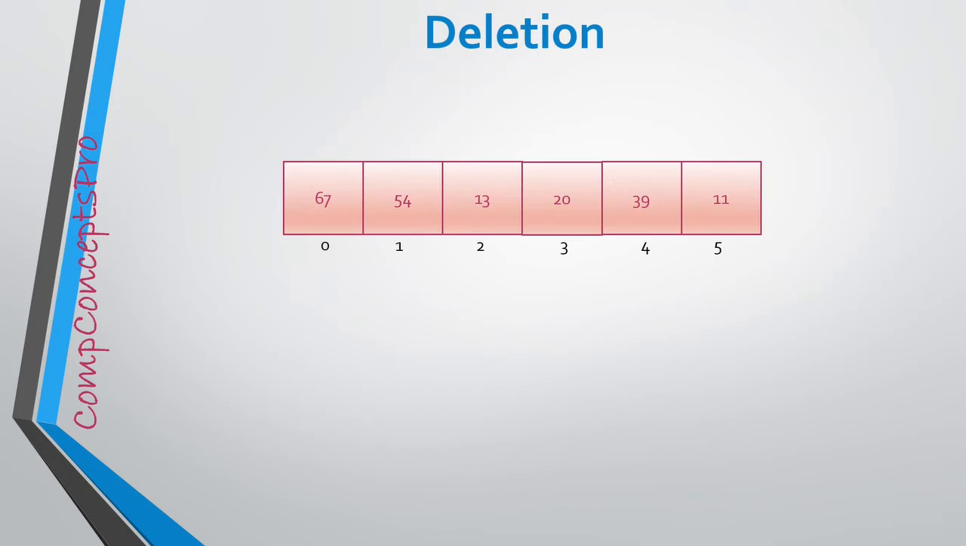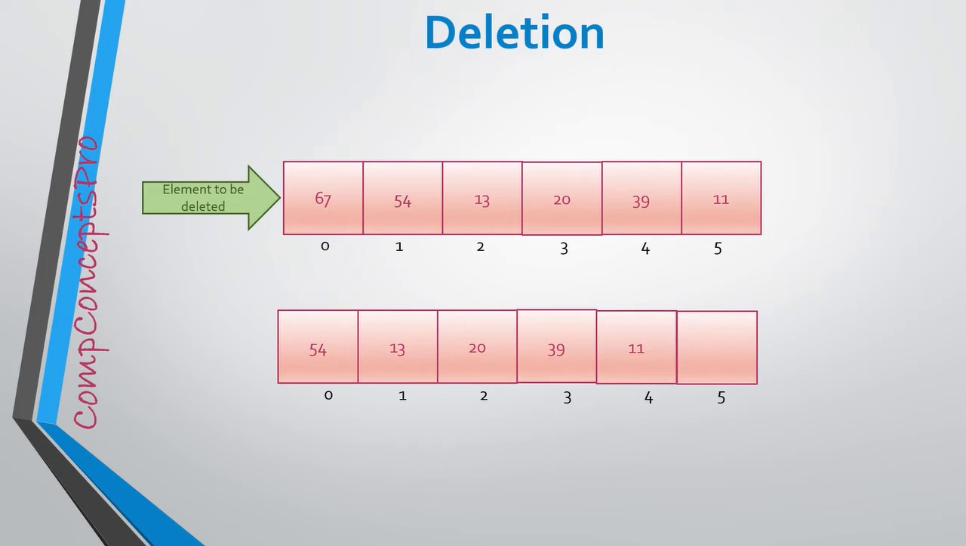Now let's understand the process of deletion with the help of an example. Suppose this is an array from which we want to delete an element. So let's say if we want to delete the element at index position 0. So now this is the resultant array. As you can see here, the elements from the succeeding index positions have shifted to one previous index position. So 54, which was at index position 1, has come to index position 0. 13 from 2 has come to 1, and like that all the elements have shifted to their previous positions.